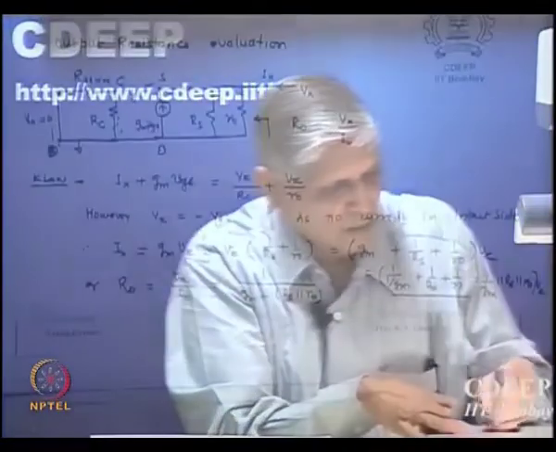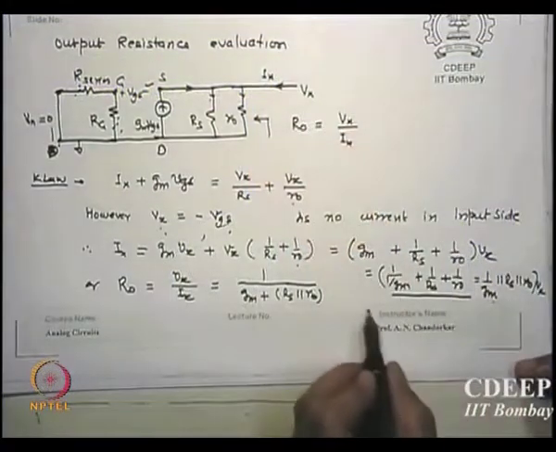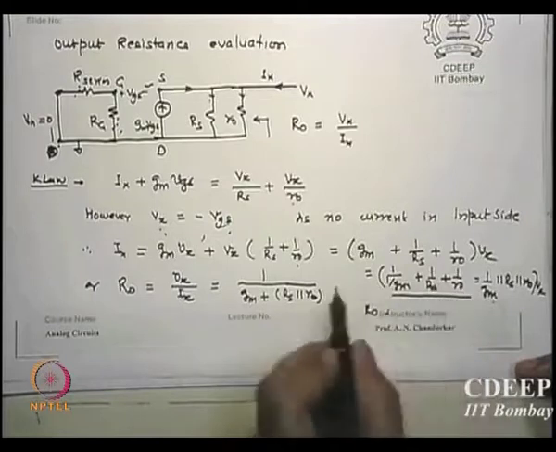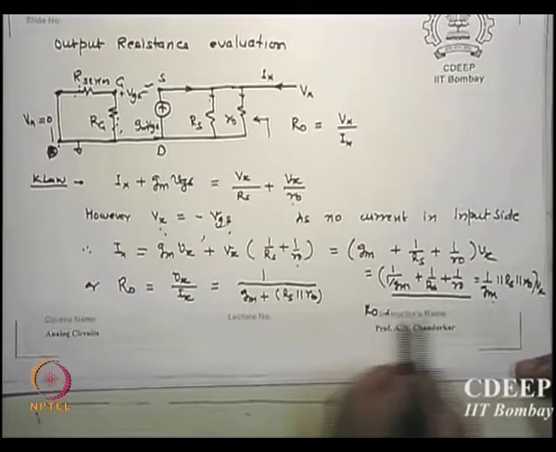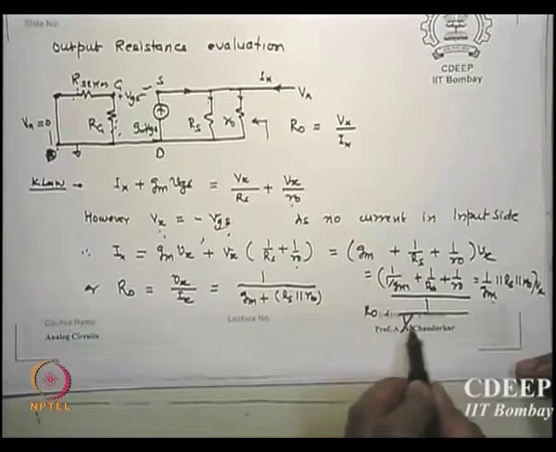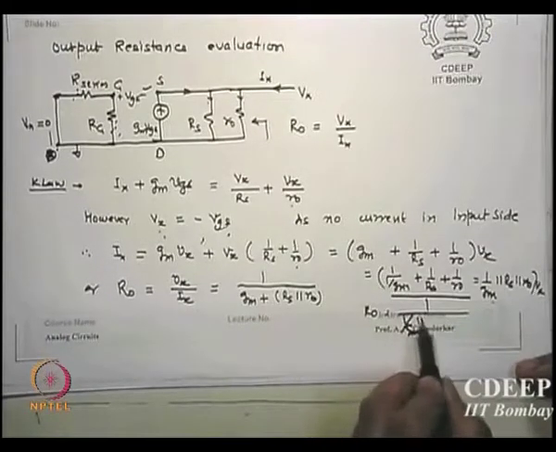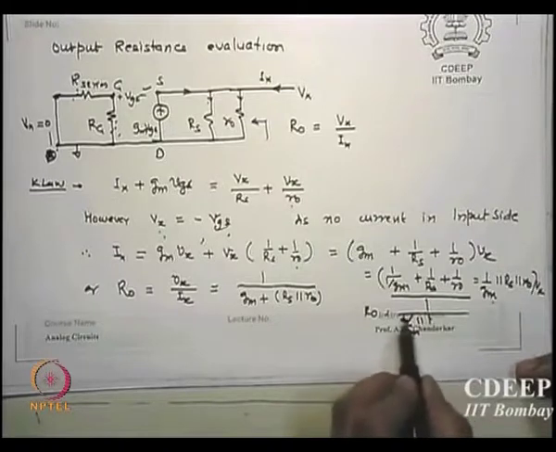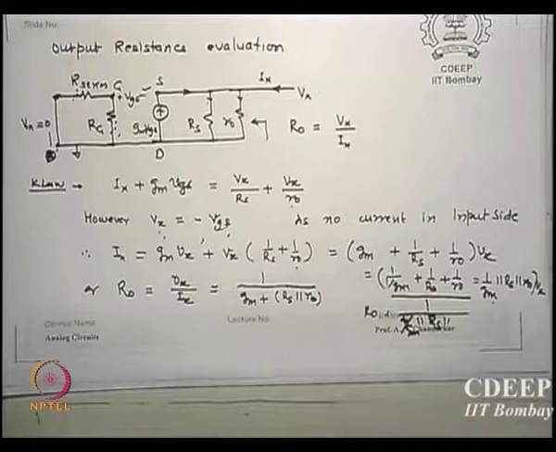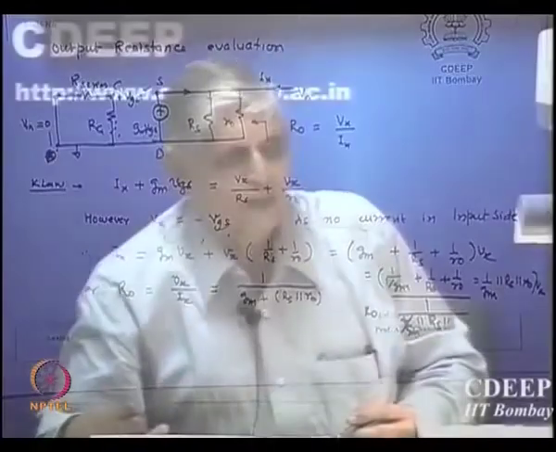Which one? This is R0, no? Oh yeah, sorry, you are perfect actually. 1 upon Gm parallel, sorry, no, just right, Rs parallel. Yeah, you are perfect. It's a parallel combination. So 1 upon R is 1 upon R1 plus 1 upon R. Yeah, perfect.